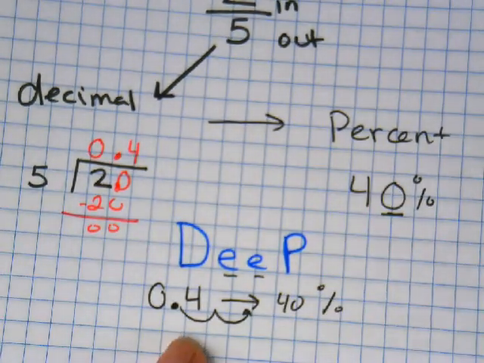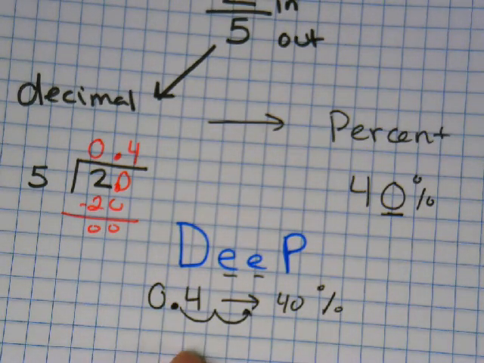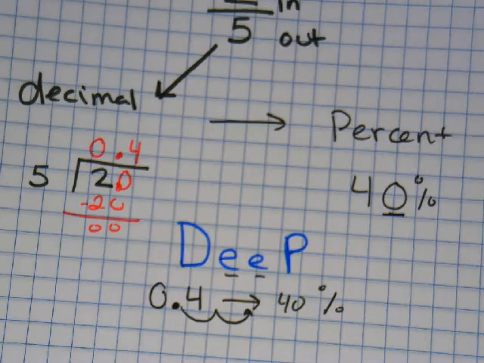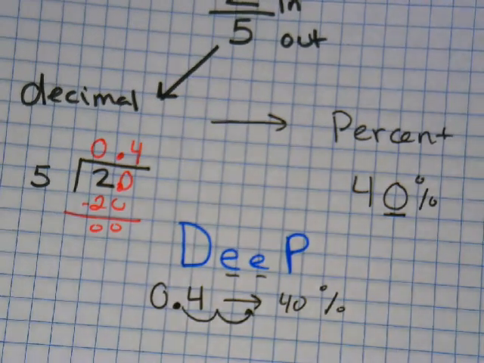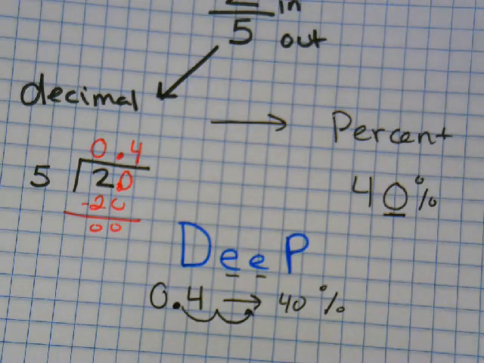Sometimes kids say, I only move it once. And I ask why, and they say because there's one number. And I'm like, oh, no. Always move it twice, to the right, and sometimes to the left. All right. We're okay?